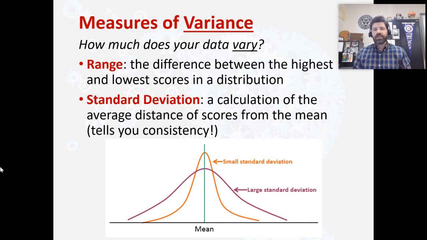So let's say, again, I give a test in class and the average is an 85, and I say that, well, the range of scores is a 40% to a 98%, meaning there was at least one student who scored a 40%, and there was at least one student who scored a 98%. That's the range. That's fine.